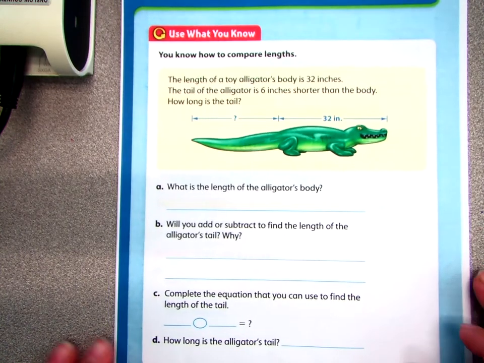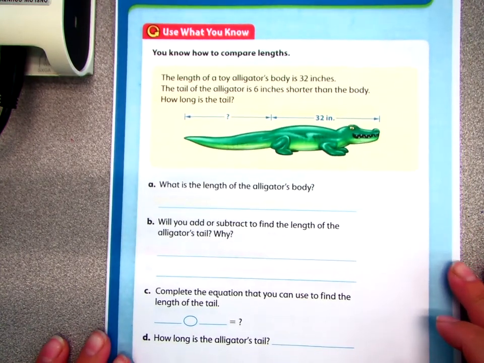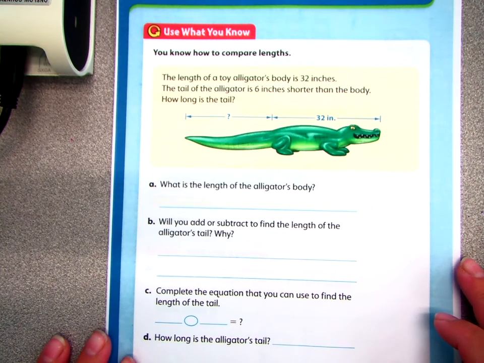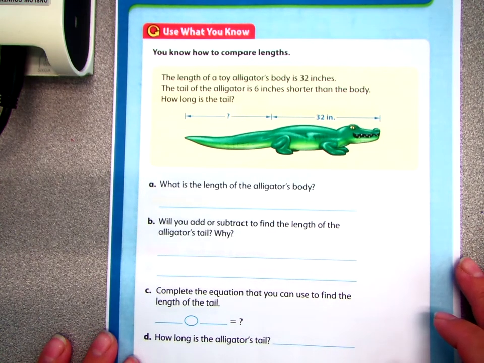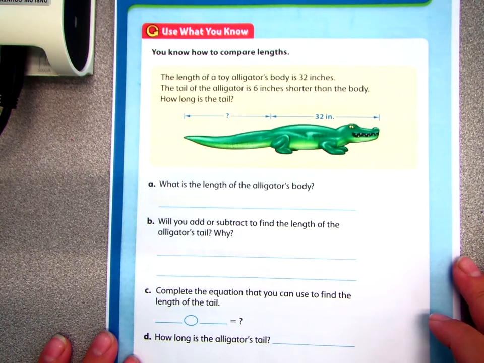So let's get started. It says you know how to compare lengths. You do. We did it last week, and I'm sure y'all have gotten very good at it. Okay? It says the length of a toy alligator's body is 32 inches. The tail of the alligator is 6 inches shorter than the body. How long is the tail?